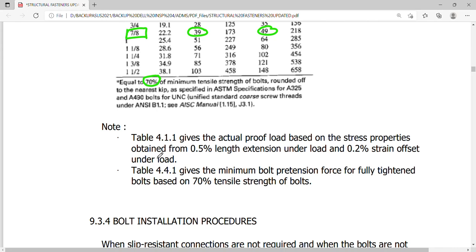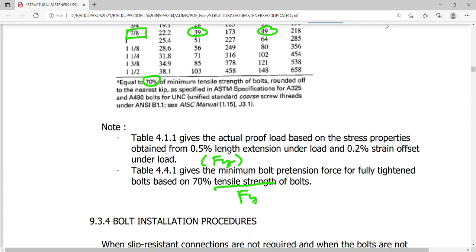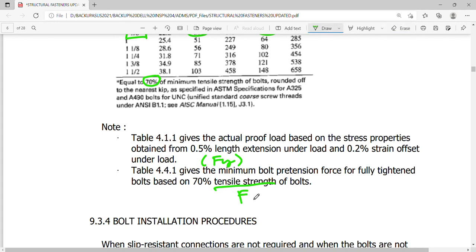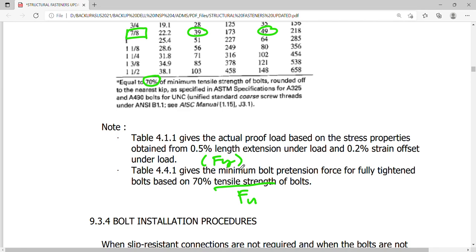So this is the note that I'm talking about, that table 4.1 gives the actual proof load based on the stress properties obtained from 0.5% length extension and 0.2% strain offset under the load. Okay, so this is now 0.2% and 0.5% extension, while table 4.4.1 gives the minimum bolt pretension force for fully tightened bolts based on 70% tensile strength. So notice this is Fu, and this is actually implying an Fy. Okay, so whichever will give you the smaller value compared to that of this formula here.